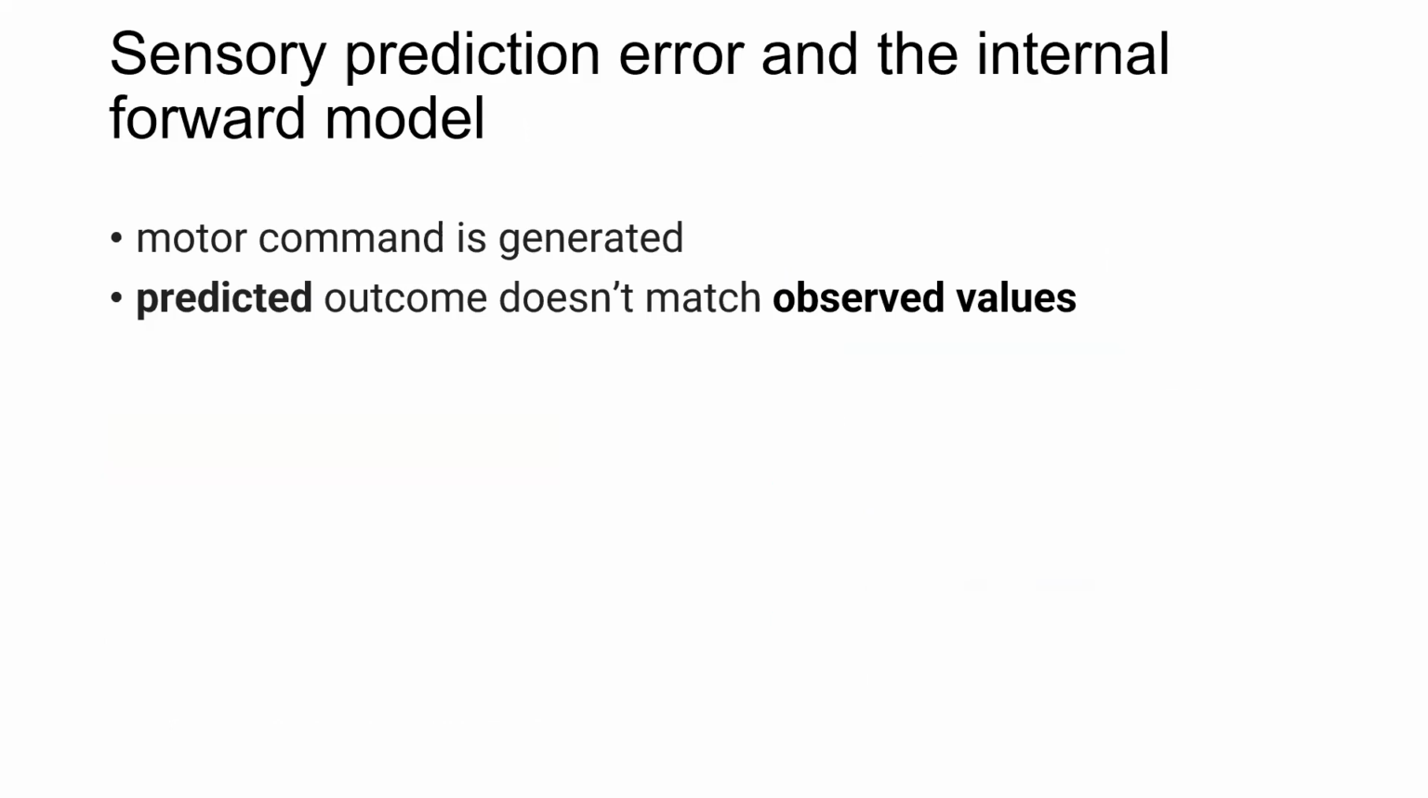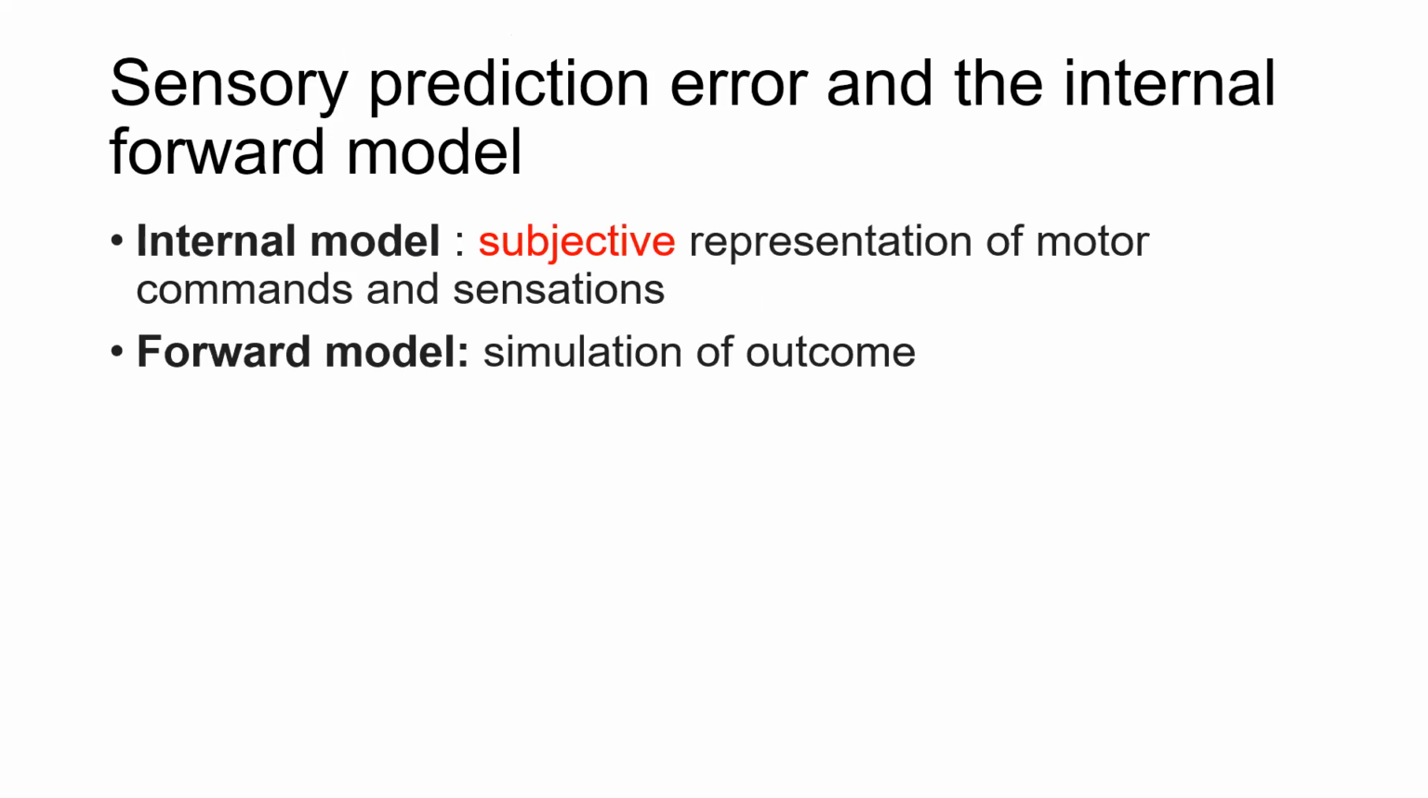How sensory adaptation is accomplished is through a mechanism called sensory prediction error. Generally, this happens when your cerebellum initiates a motor command and simultaneously generates a predicted sensory consequence of that movement. But when the cerebellum compares the actual feedback to what it predicted, that difference is called sensory prediction error. And more specifically, the cerebellum accomplishes this through the use of an internal forward model, which I've broken up here. Fundamentally, an internal model is simply a subjective representation of a motor command and sensations, and a forward model is the subjective prediction of an outcome.